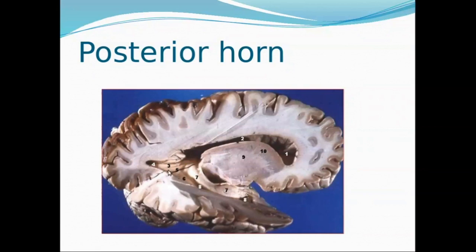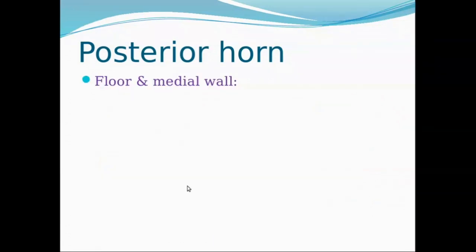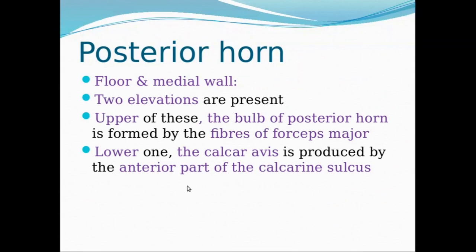Now we will see the floor of posterior horn. Floor and medial wall: two elevations are present. The upper of these elevations is the bulb of posterior horn, that is formed by the fibers of forceps major. Another elevation is calcar avis, which is produced by the anterior part of the calcarine sulcus.